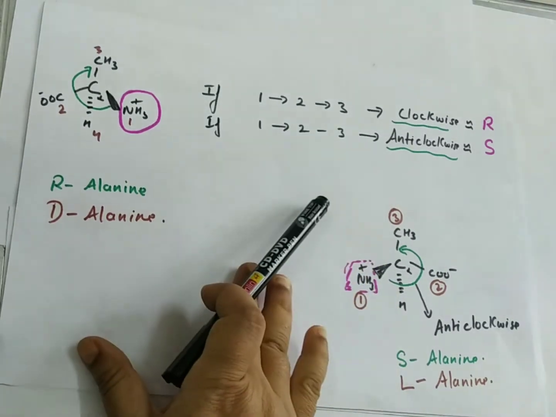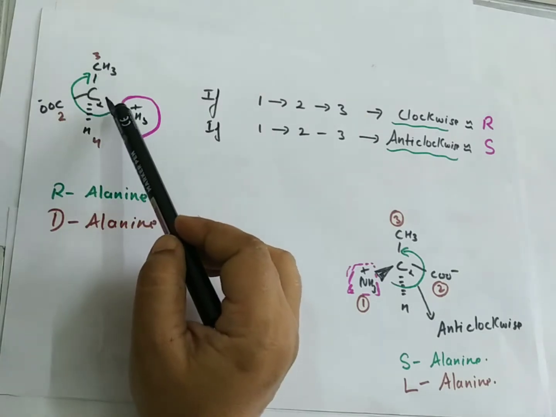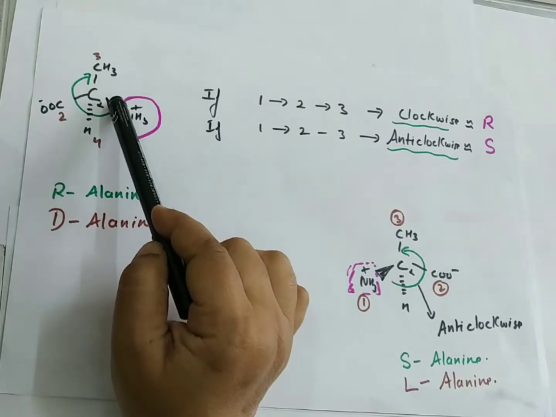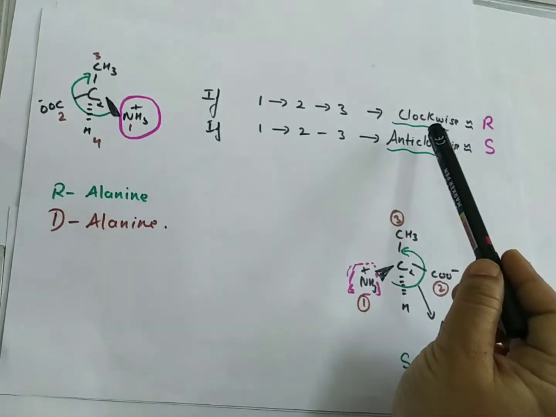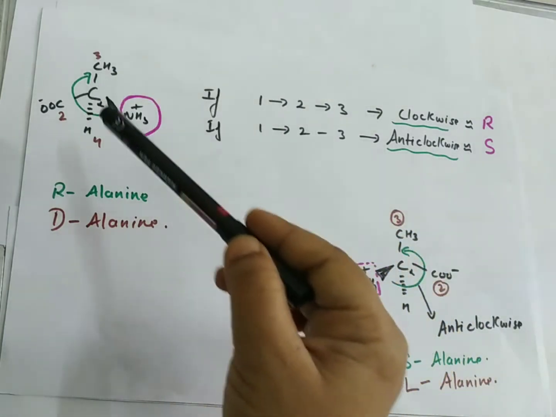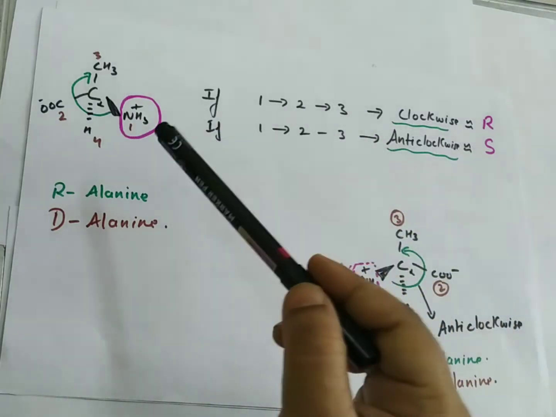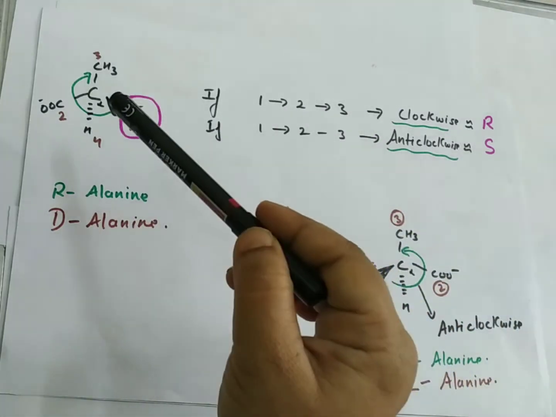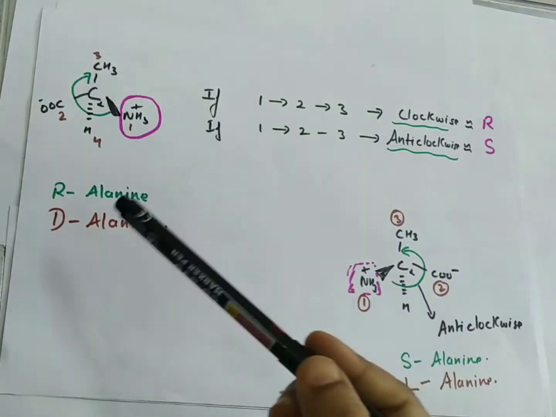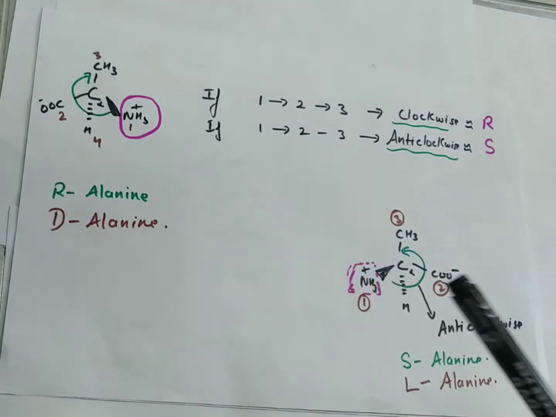So while we move from first to third, 1, 2 and 3, if we are going in the clockwise direction, then it is R. If this movement is counterclockwise, anti-clockwise, then it is S. So in the case of D-alanine, we are moving in the clockwise direction. So this is R-alanine.